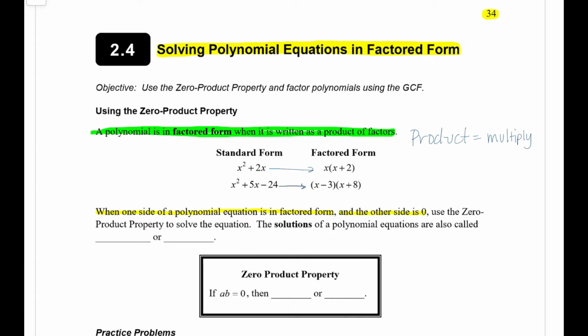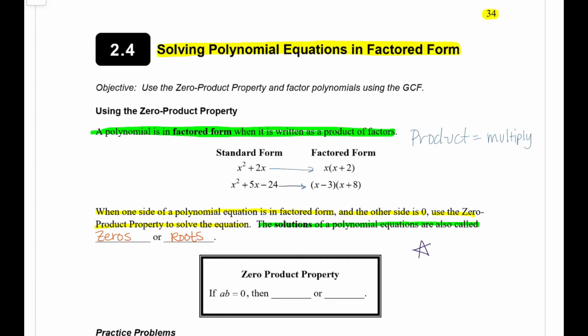When one side of a polynomial is in factored form and the other side is 0, we're going to use the zero product property to solve the equation. If we have the solution of a polynomial equation, those are also called zeros or roots. So sometimes it will say find the zeros or find the roots or find the solutions of a polynomial, and all of those mean the same thing.